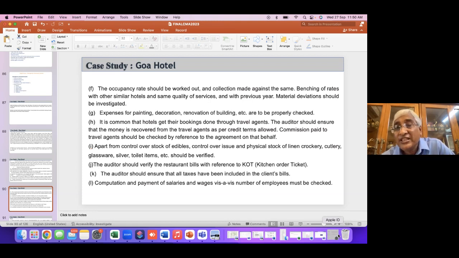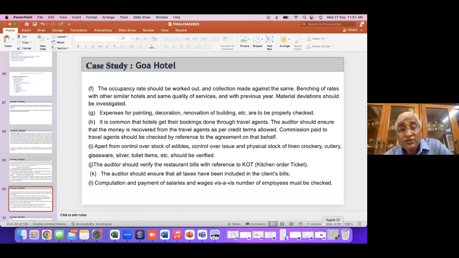For the corporates, again, they get some special discounts or special rates because they are the most frequent visitors to the hotel. So based on that, their charges could be different. Then expenses for painting, decoration, renovation, building, etc. are to be properly checked.